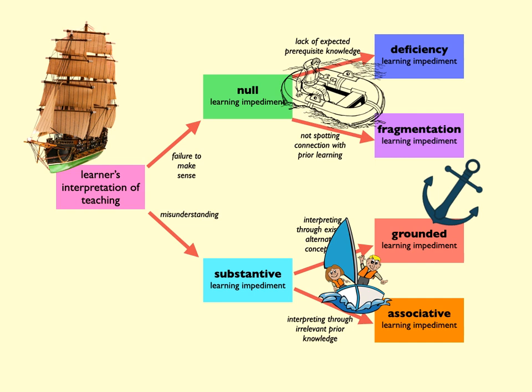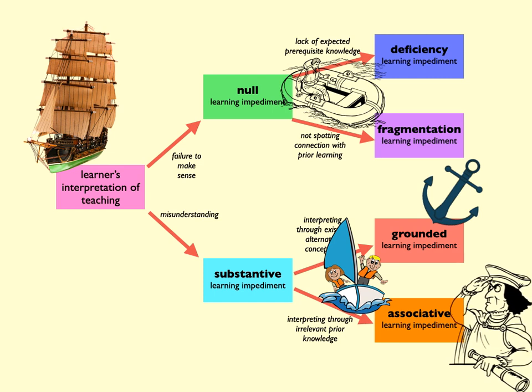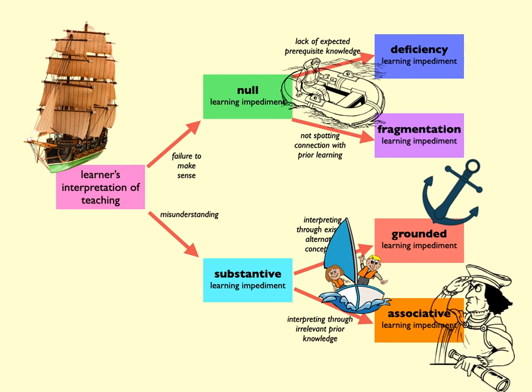or in completely the wrong harbour, associative learning impediment. We might suggest Christopher Columbus suffered from an associative learning impediment when he arrived in the Bahamas and identified them as part of the East Indies.